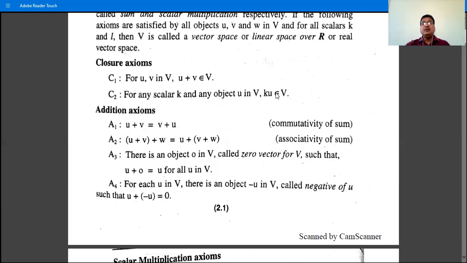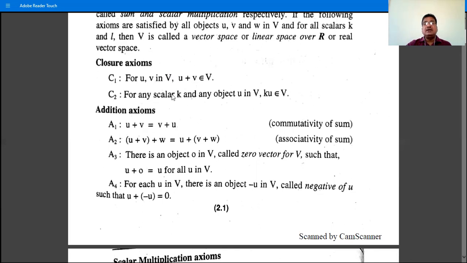Okay. If we take the usual addition and usual multiplication as the meaning of sum and scalar multiplication, and if we take the set of natural numbers, then the set of natural numbers is closed for addition. The first property is true for the set of natural numbers, because addition of every two natural numbers is again a natural number. But this is not true for the second property. The second property fails for natural numbers.